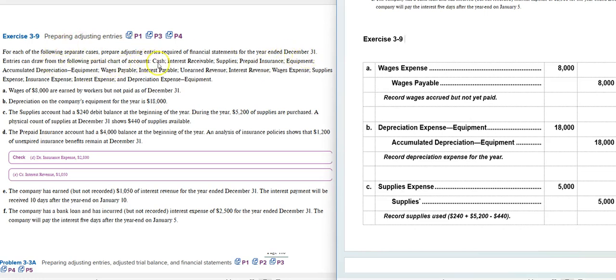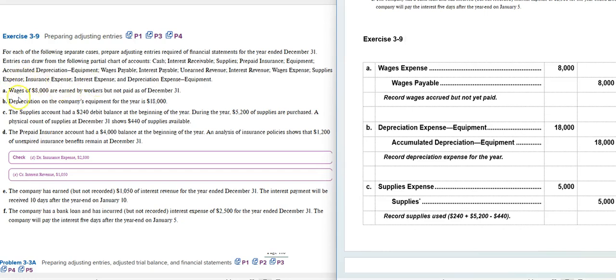They have given us a list of some accounts that we will be using to prepare these adjusting entries. The first adjusting entry, wages of $8,000 are earned by workers but not paid as of December 31st. The whole point of adjusting entries at the end of an accounting period is to make sure that all transactions that occurred during this accounting period, and in this problem it's for the year ended December 31st, we are wanting to make sure that all entries, all transactions are recorded.